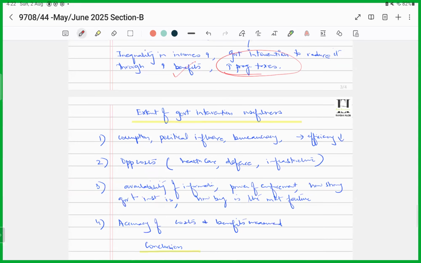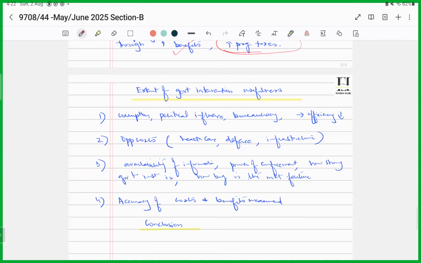However, the extent of government intervention is also a question that needs to be addressed. Although the government is intervening, how effective government policies would be depends upon the amount of corruption or the political influence the government might be under. If it's under the influence of a certain political party, it might not be able to fully implement the policies or reap the true benefits, right? So the efficiency might drop instead of increasing.